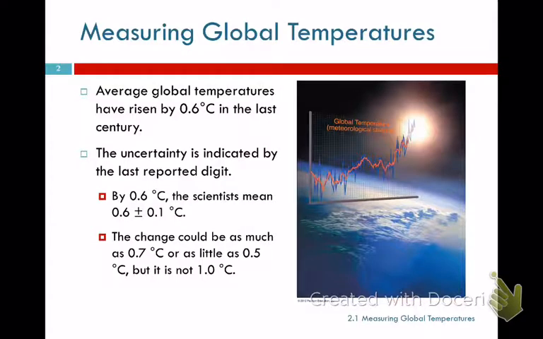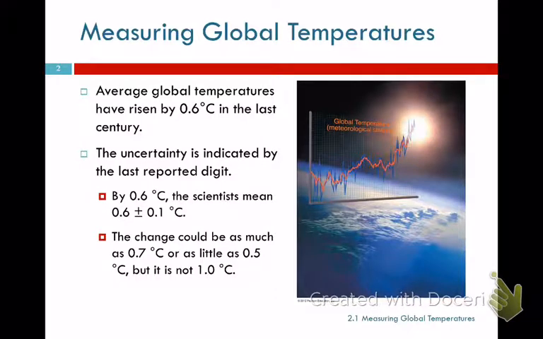So, a lot of people, I don't know where you guys stand on this stuff. I just wanted to point out some things about data, okay, with this slide. Average global temperature has risen by 0.6 degrees in the last century. Is it exactly 0.6? It's around 0.6. That's the way we would talk about it, right?